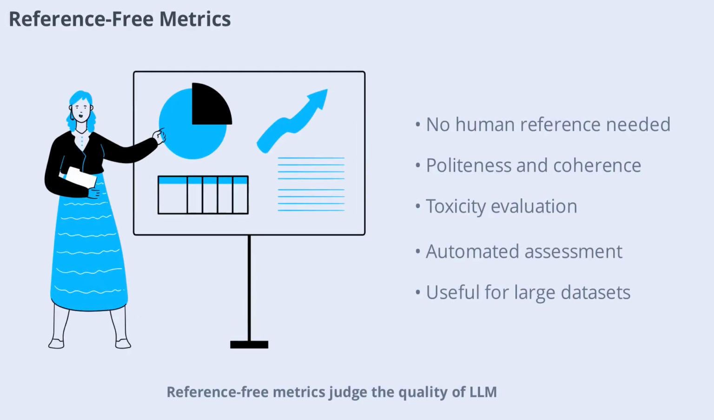Reference-free metrics judge the quality of LLM responses without needing a pre-written human answer. Examples include evaluating politeness, coherence, or toxicity using classifiers or generic LLMs. These metrics are useful for automated evaluation, especially when human reference answers are unavailable or impractical to generate.